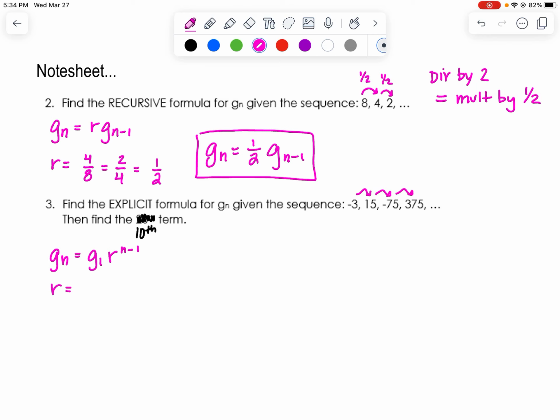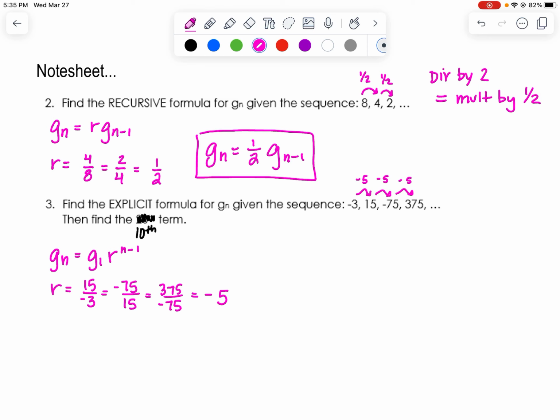And then double check. 15 divided by negative 3 should be the same as negative 75 divided by 15. Should be the same as 375 divided by negative 75. And all of those are negative 5. So you can see here we are multiplying by negative 5 each time. And that is our sequence. So r is negative 5. That's our common ratio.